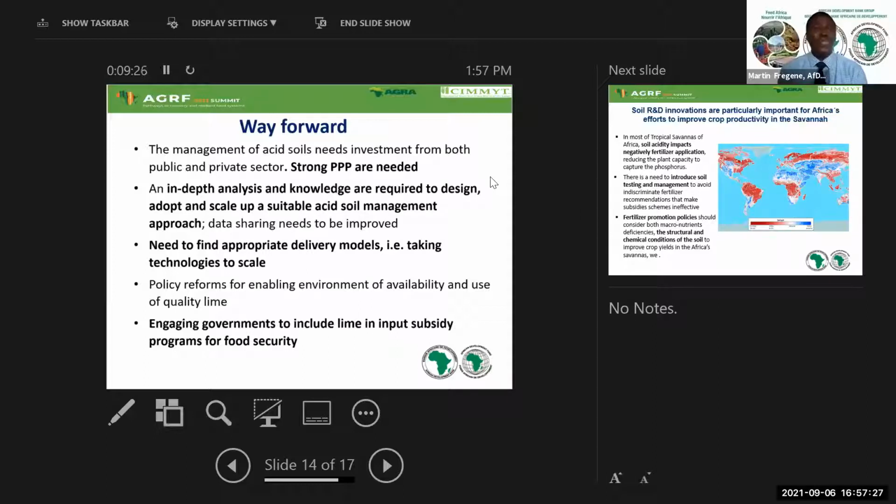And then we also need some really good understanding of the various soils and how to manage them. This has to inform all the public subsidy programs, where people try to help farmers with fertilizer. We must have good knowledge and also the right inputs being proposed. Otherwise, you just spend money, as many countries are doing, and farmers will not get the benefits.